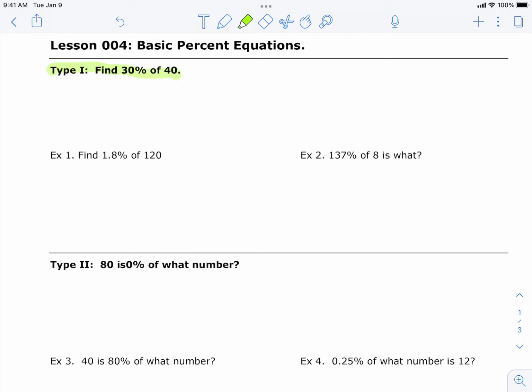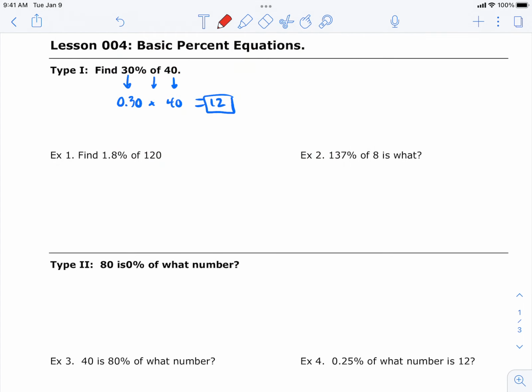Well, here's type 1, the old find 30% of 40 trick. Well, this is actually kind of nice. What you can do is you can just go like this. See that 30%? Make it a 0.30. You see that of? Make it a times. You see that 40? Well, it's a 40. And so you just multiply 0.3 times 40 and you get 12. There she blows.